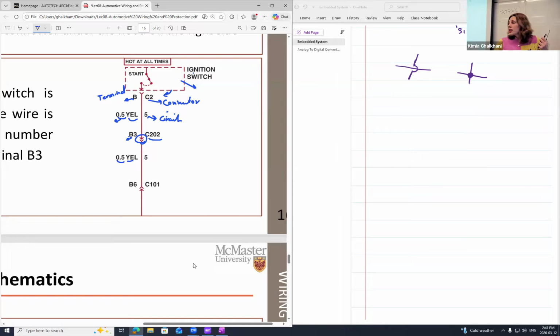color is the same, the thickness of the wire is the same, still the circuit number is 5, and these two connectors are connected to each other, meaning terminal B3 and terminal B6 are connected through connector C202 and connector C101. And of course, as I said, this one means female, and this one in here means male. Means the male of C202 is connected to the female of C101. This is how you can read and understand an electrical wiring circuit.